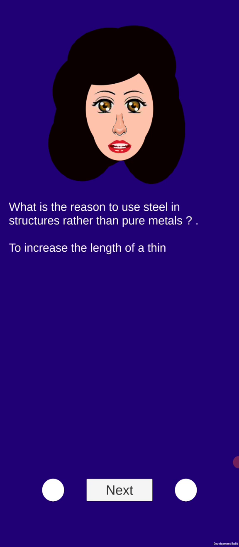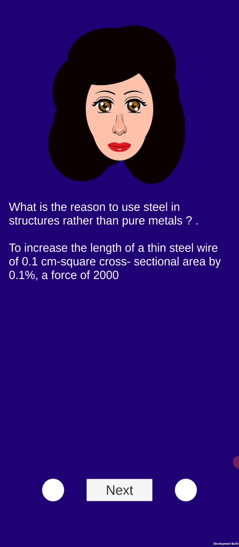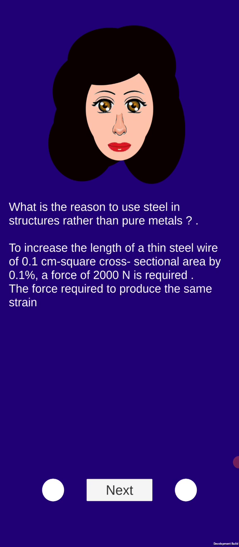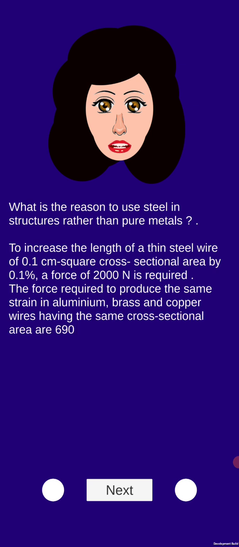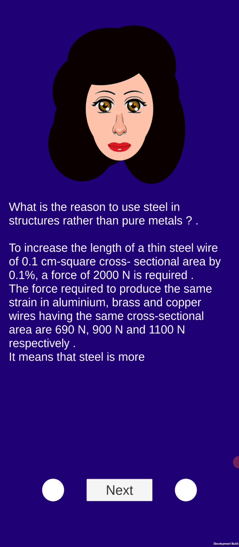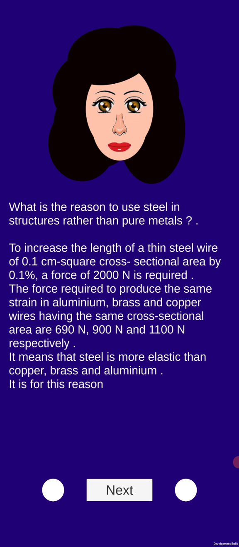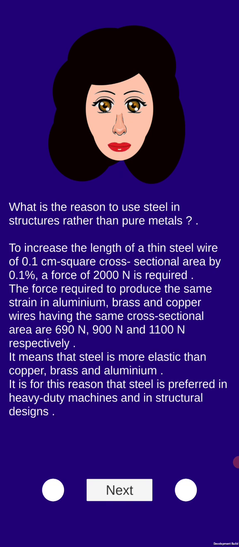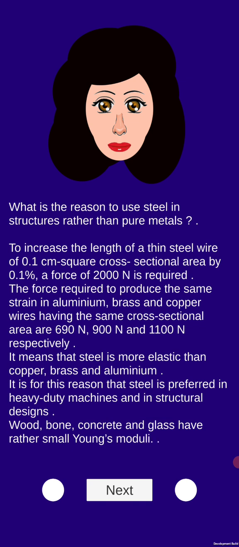To increase the length of a thin steel wire of 0.1 cm square cross-sectional area by 0.1%, a force of 2000 N is required. The force required to produce the same strain in aluminium, brass and copper wires having the same cross-sectional area are 690 N, 900 N and 1100 N respectively. It means that steel is more elastic than copper, brass and aluminium. It is for this reason that steel is preferred in heavy-duty machines and in structural designs. Wood, bone, concrete and glass have rather small Young's moduli.